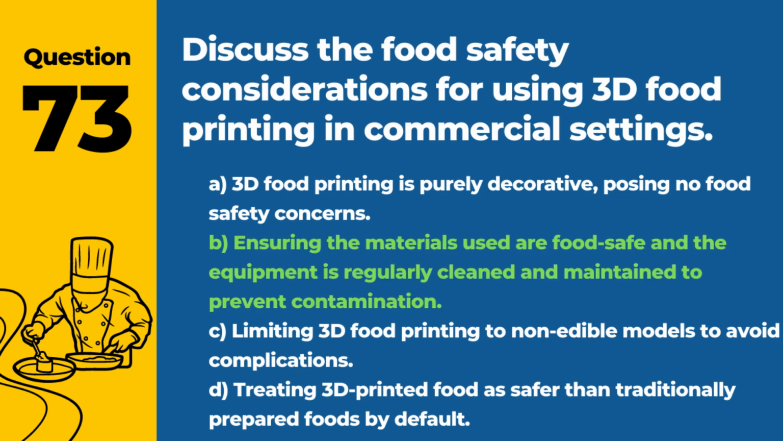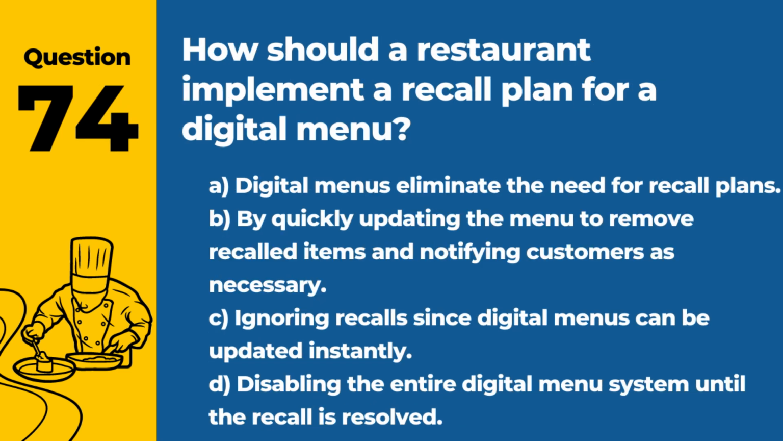Answer: B. Ensuring the materials used are food safe and the equipment is regularly cleaned and maintained to prevent contamination. The use of 3D food printing involves specific considerations to ensure that the ingredients and the printing process do not introduce food safety risks. Question 74. How should a restaurant implement a recall plan for a digital menu?